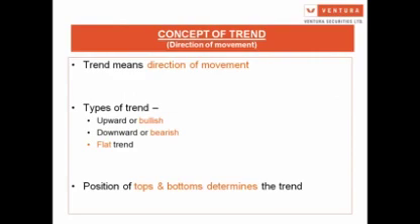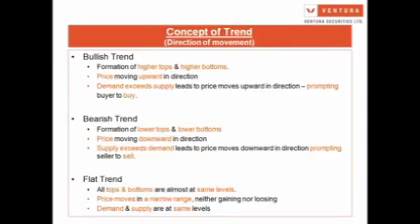In a bullish trend, we see price moving upward in direction. In a bearish trend, we see price moving downward in direction, and in a flat trend we see price moving in a narrow range. And what determines the trend? Position of tops and bottoms determine the trend. Formation of higher tops and higher bottoms represents that the trend is bullish. Formation of lower tops and lower bottoms represents that the trend is bearish.